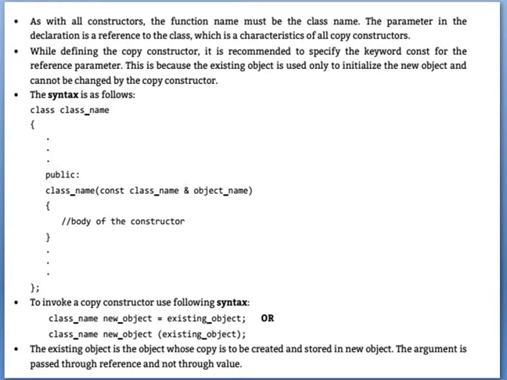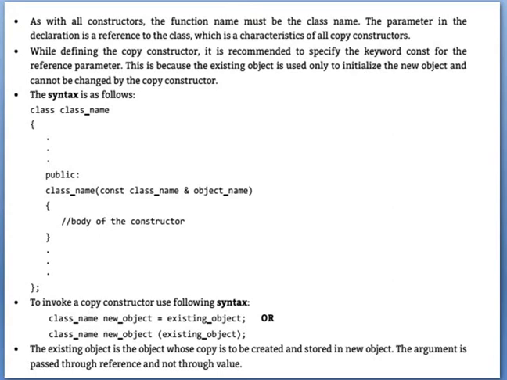While defining the copy constructor, it is recommended to specify the keyword const for the reference parameter. This is because the existing object is used only to initialize the new object and cannot be changed by the copy constructor. Means at the time of creating a copy constructor, we need to use the const keyword for the object. Why? Because this is a copy constructor and there is a possibility of making changes in the original object.